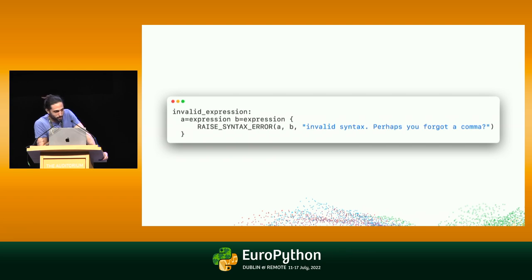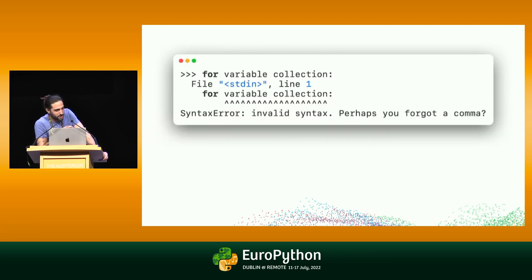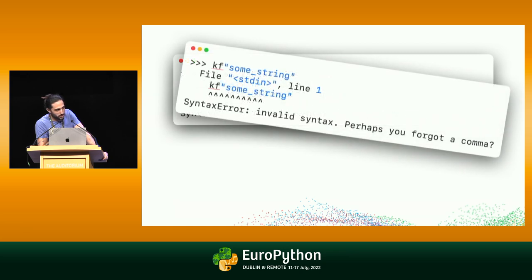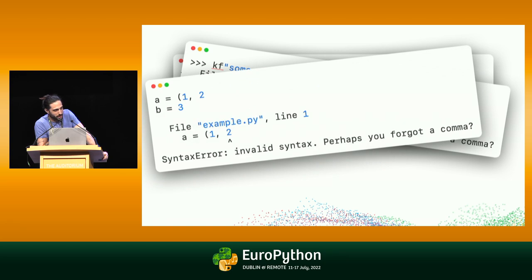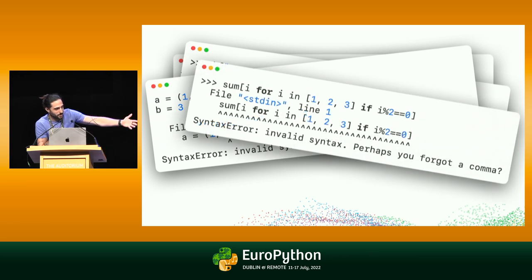Well, it turns out that the rule doesn't work. It doesn't work because, for instance, if you forget the in keyword in a for loop, then you get, oh, perhaps you forgot a comma. No bueno. Then it turns out that if you write an incorrect string prefix, you also get invalid syntax, maybe you forgot a comma, which obviously is not the problem. And if you forgot to close a tuple, for instance, and then you have an equality afterwards, you also get perhaps you forgot a comma, which is obviously wrong. And then you get this. I don't know what is wrong with this, but apparently I'm forgetting a comma.